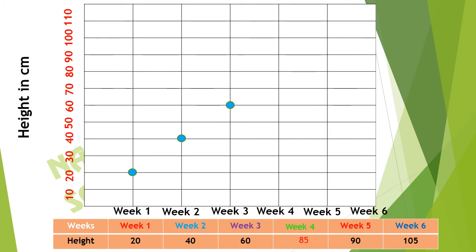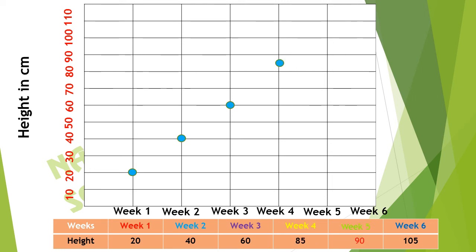In week 4, its height is 85 centimeters. If we see the y-axis or vertical axis, we can see that there is 80 and 90, and 85 lies between 80 and 90. So we place a point between 80 and 90, at the intersection with week 4.